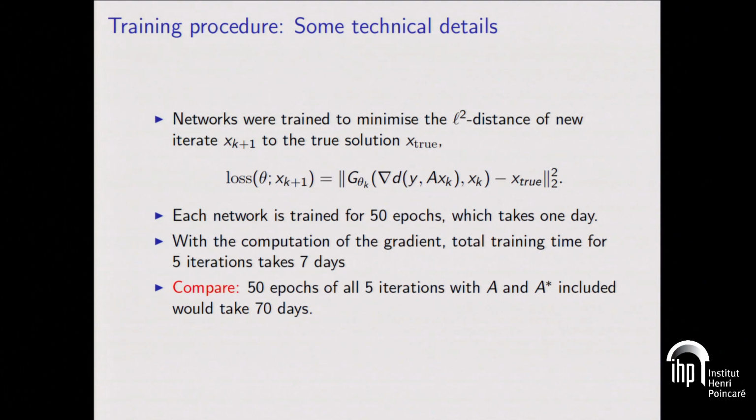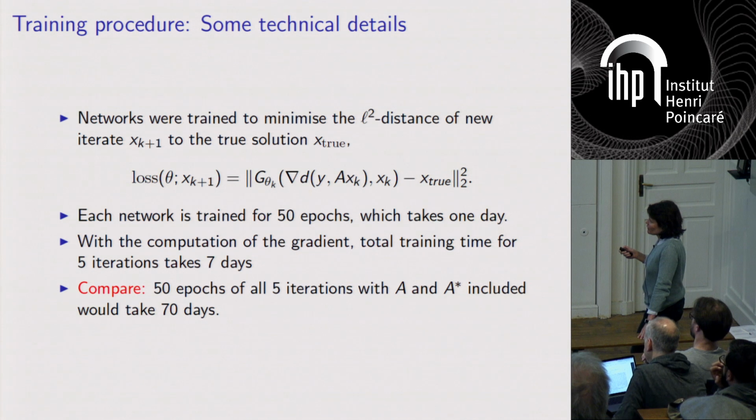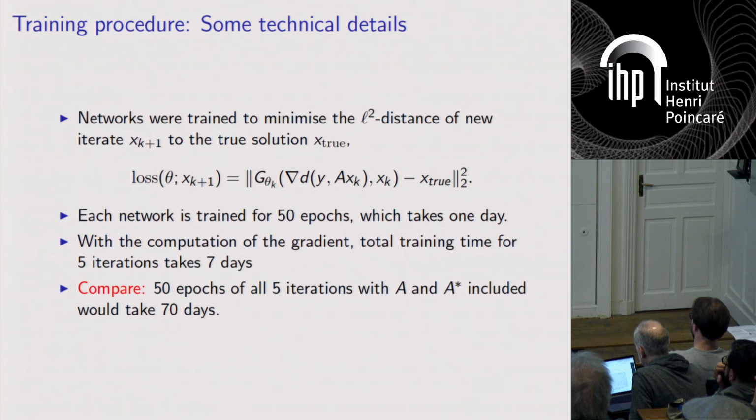In this stage by stage approach, each network took 1 day to compute for 50 epochs, and on top of that comes computing the gradient, which is the forward and adjoint solution for your data set. So altogether 5 days for training the networks and 2 days for computing the gradients gives you 7 days. The projection for the optimal approach of training the 5 things at the same time would be about 70 days. I didn't have enough faith in the approach to wait 70 days while it is crunching.